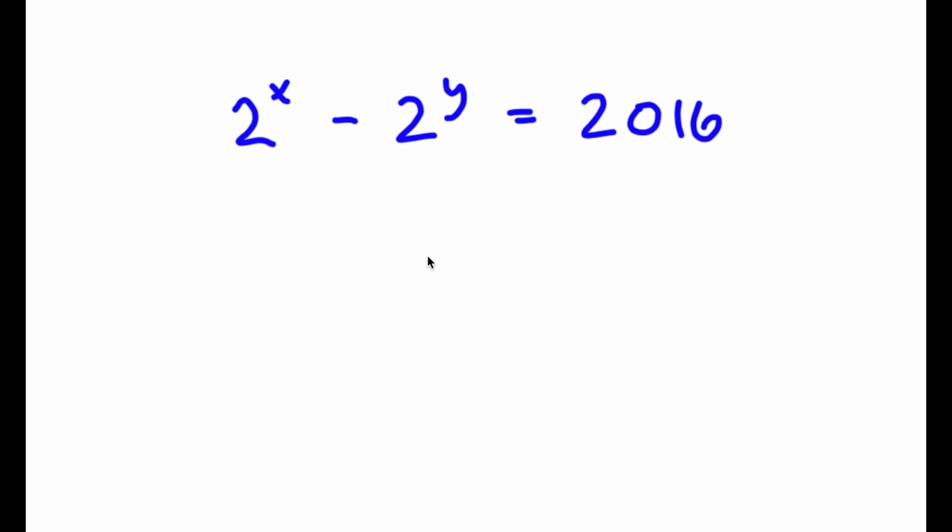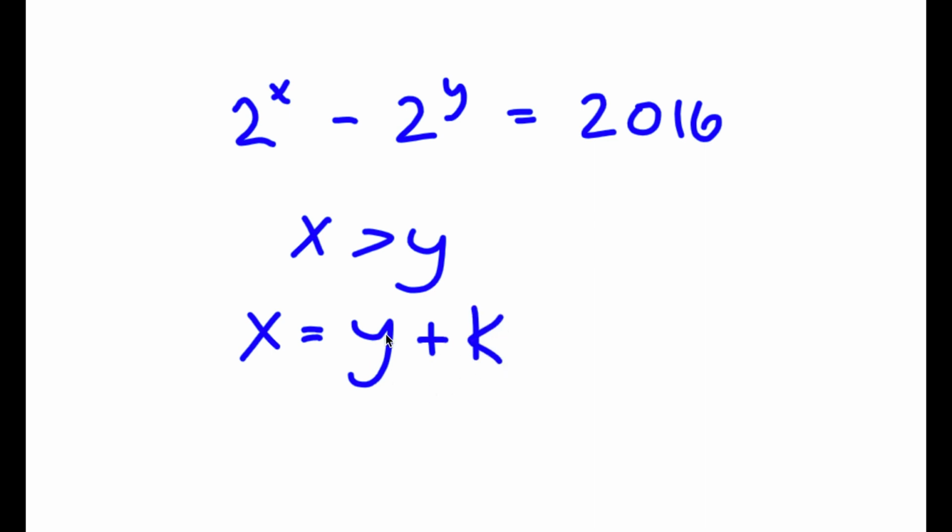Alright, so in this problem, I have 2 to the power of x minus 2 to the power of y is equal to 2016. So, just at first glance from this problem, I can already tell that x is greater than y because we have 2 to the power of x minus 2 to the power of y equals 2016. And if x were less than y, then this would result in a negative number. But because it results in a positive number, we know that x is going to be greater than y. So this means that we can say that x is equal to y plus some constant k.